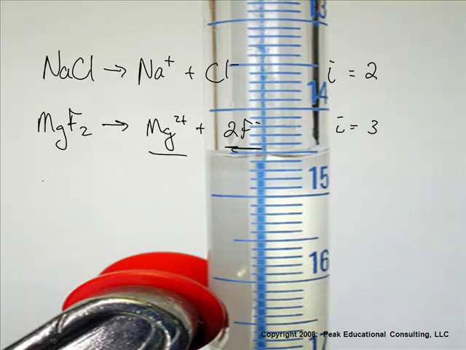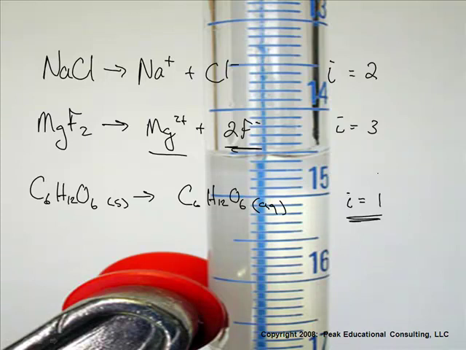Now if I have C6H12O6, sugar, and I dissolve that in water, it becomes C6H12O6 aqueous. Sugar dissolves in water, but it does not dissociate. Here i is equal to 1. You just have to break it apart. For covalent compounds, i is always going to be 1. And there's an issue with these i's we'll talk about later.